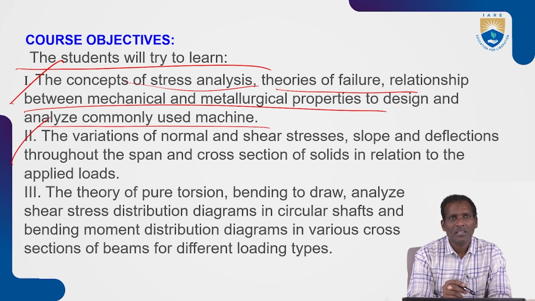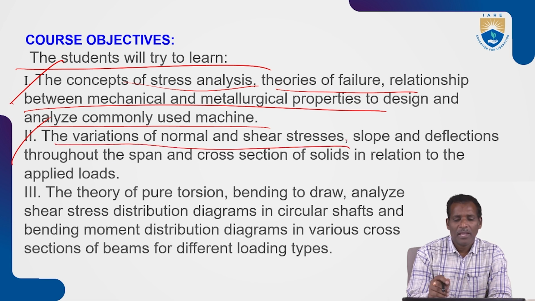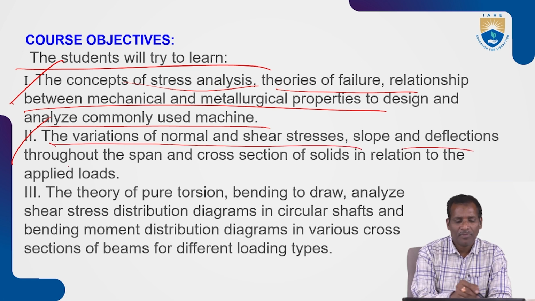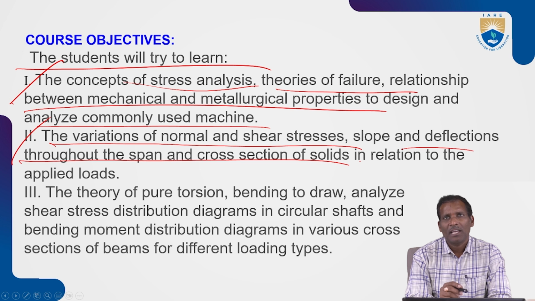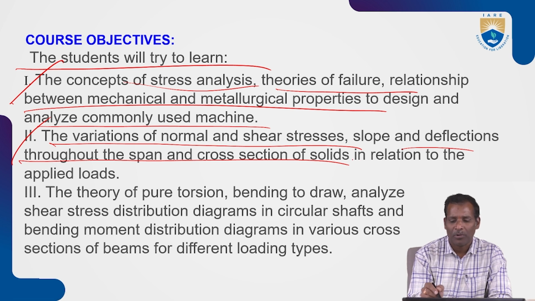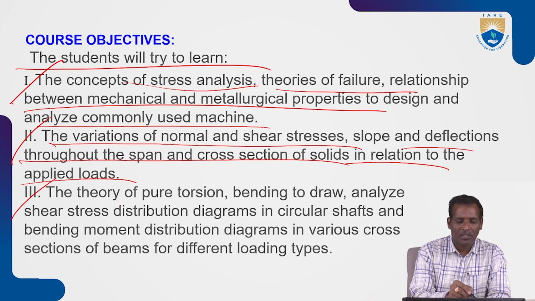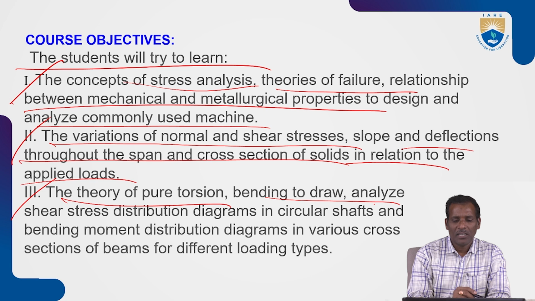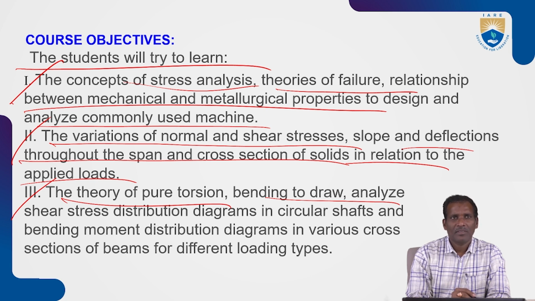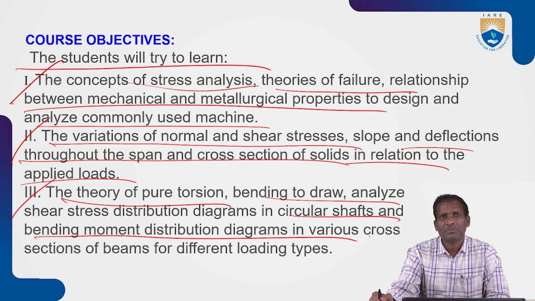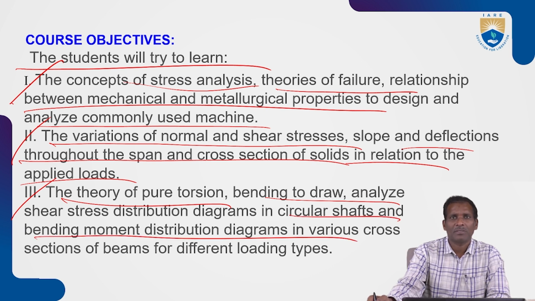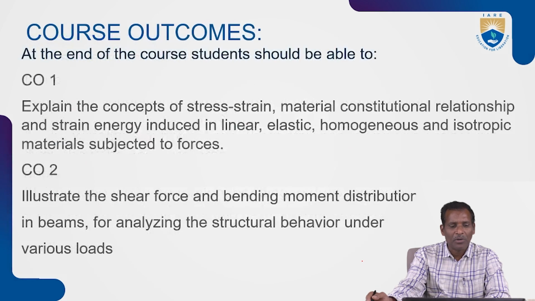So once again we recall them. The second objective is the variations of normal and shear stress, slope and deflections throughout the span and cross section of solids in relation to the applied loads. The third one is the theory of torsion and bending, to draw and analyze shear stress distribution diagrams for circular shafts, and bending moment distribution diagrams in various cross sections of beams for different loading conditions. That is the third objective.